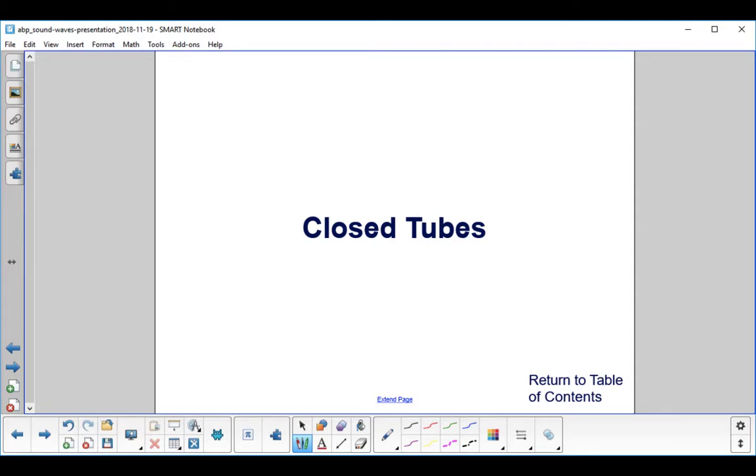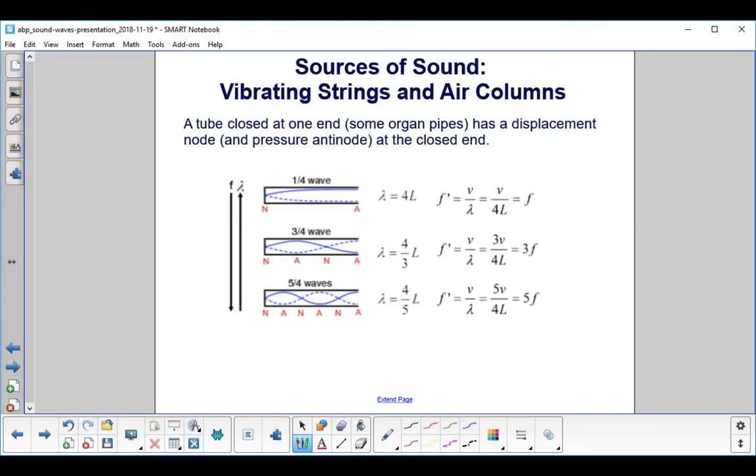Closed tubes. Let's move on to air columns that are formed in a closed tube. We're going to define a tube that's closed at one end. We'll have a displacement node right here at the closed end for your sound waves, since they're kind of fixed to the wall. Then at the other end, it's free to move, so that's going to be a displacement antinode. That's where it's open up to the atmosphere.